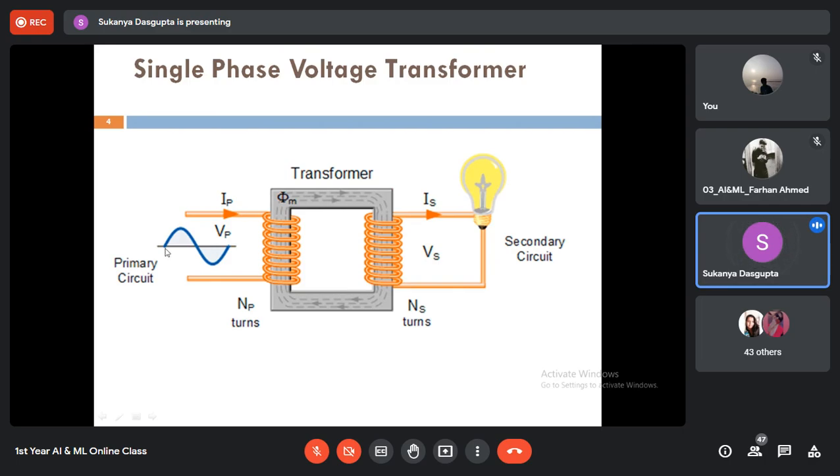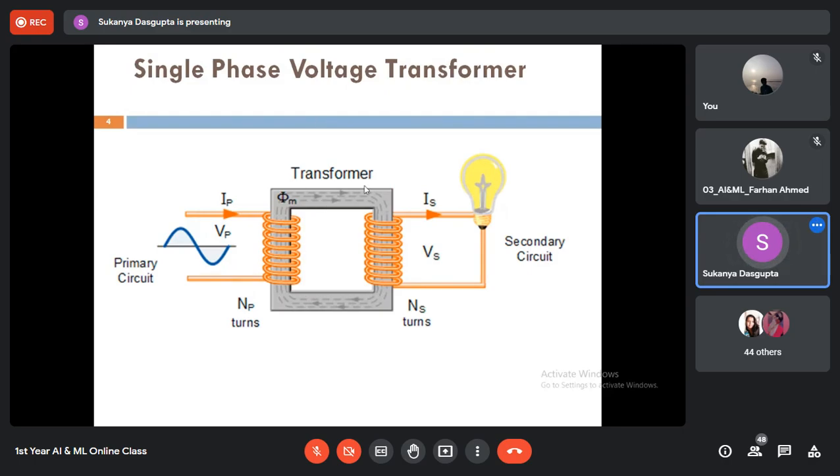You can see an alternating sinusoidal voltage waveform is drawn here, which is applied to the primary side. Because of this alternating voltage, alternating current will be generated in the primary circuit, at the primary coil, which is denoted as IP in this figure. And what is NP? NP is the number of turns present in the primary winding. Because depending upon the number of turns available at both sides of the transformer, the type of transformer will be decided, whether it is a step up transformer or a step down transformer, etc.